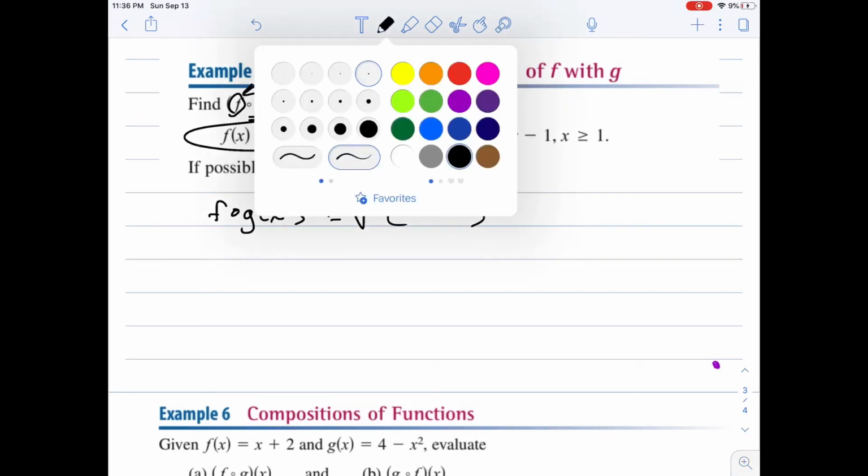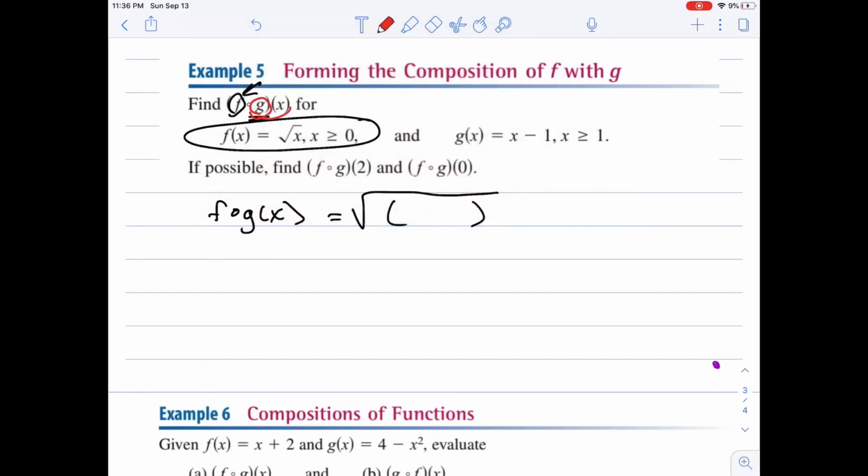And then inside the parentheses, I'm going to be putting in the g of x. So here's my g of x, and I'm going to plug it in every time I see an x. So every time I see x, I'm going to plug it in right here. Okay?